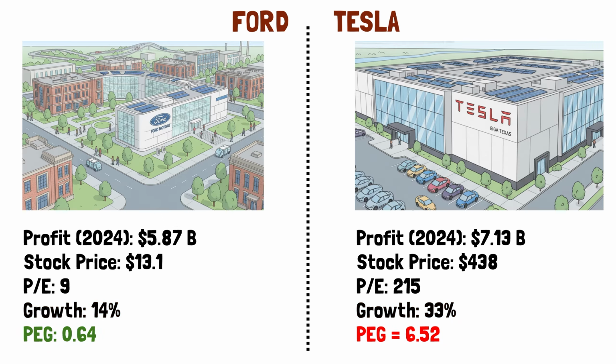Even with Tesla's impressive 33% growth, its PEG ratio is still much higher than Ford's. It tells us that despite the excitement around Tesla, you are paying a very high price for each unit of growth. Ford, on the other hand, looks much more reasonably valued relative to its expected earnings growth.